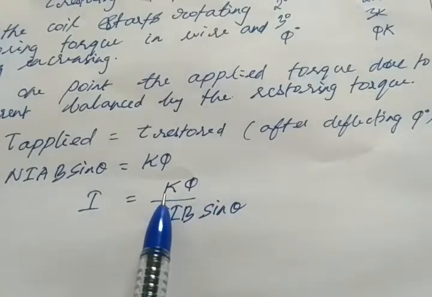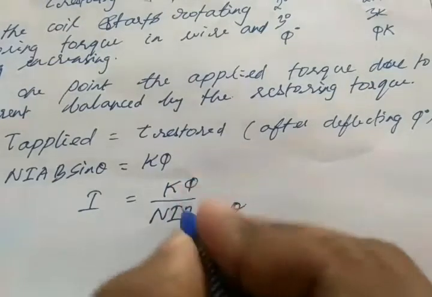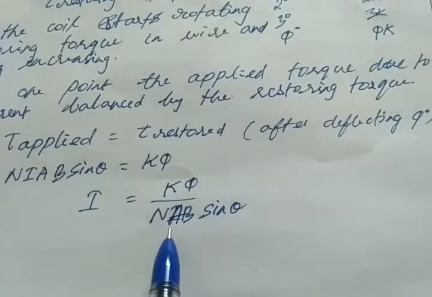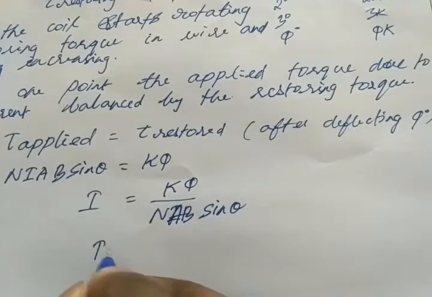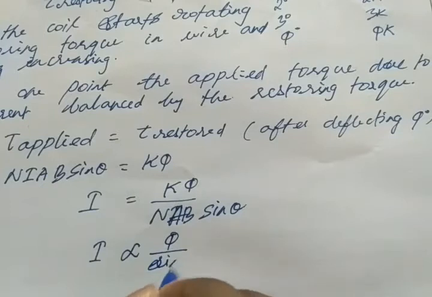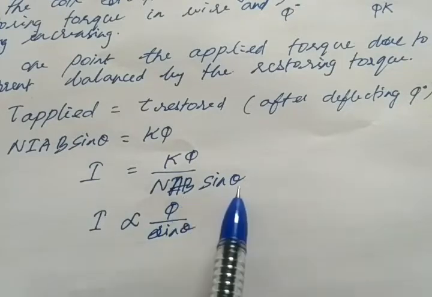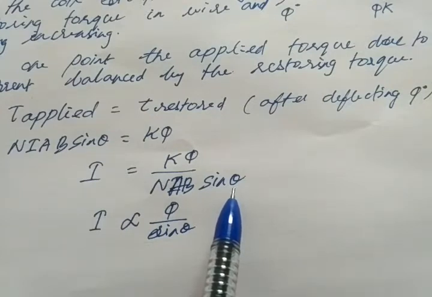So what are the constant terms here? K is constant, K means torsional constant. N, the number of turns in the coil, is constant. A, the area of the coil, is constant, and B, the magnetic field, is constant. So the remaining term is phi divided by sin theta. These are variable because sin theta changes. When we change the area of the coil with respect to the magnetic field, then our theta will also change, which we studied in the last topic.